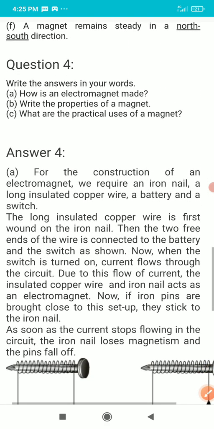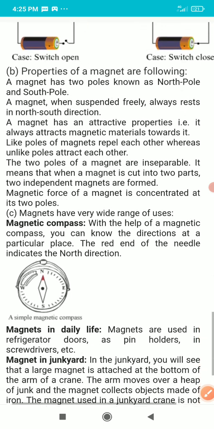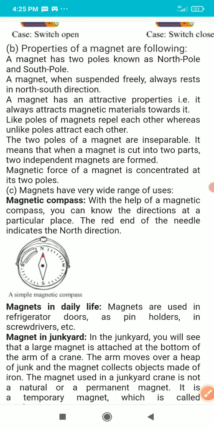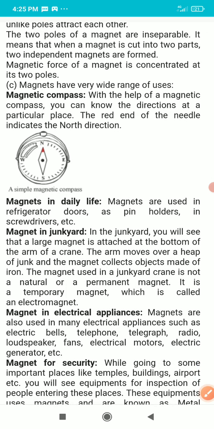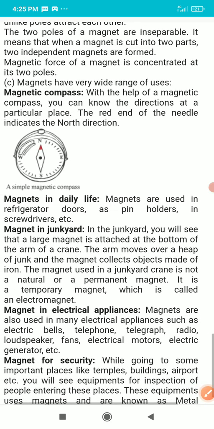C. What are the practical uses of magnets? Magnets have a very wide range of uses. Magnetic compass: with the help of a magnetic compass, you can know the directions at a particular place. The red end of the needle indicates the north direction. Magnet in daily life: magnets are used in refrigerator doors, as pin holders in screwdrivers, etc.